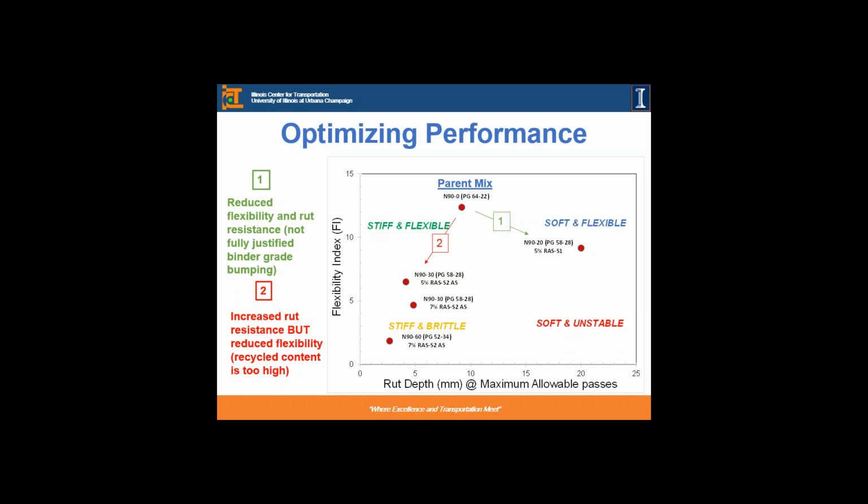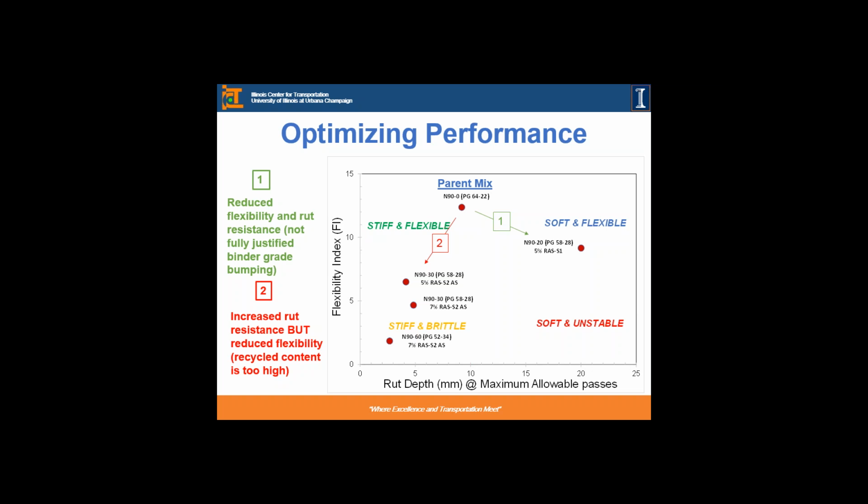So now when we played with this mix, first we initially went in this direction. We added a little bit of ABR, a little bit of recycled content in it. So it made the mix less rut resistant and also reduced the flexibility index. But in this mix, we changed the binder to a softer grade. So we think for this particular scenario that binder grade change was not justified. So it became too soft of a material, and it reduced the structural capacity of the mix.